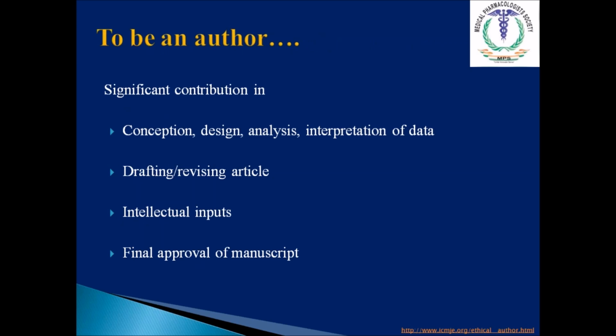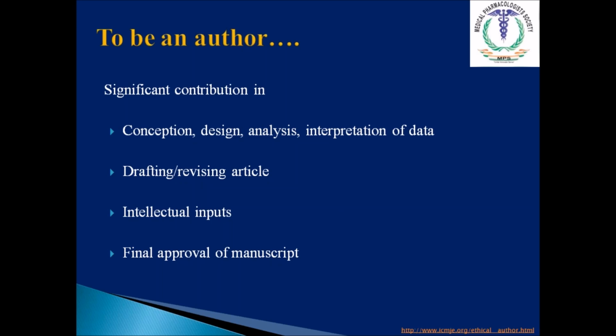Next, who can be an author? For being an author, the person should have made a significant contribution in conceptualizing and designing the paper. He should have been involved in the analysis and interpretation of the data. He should have significantly given his time and effort for drafting and revising the article. He should have given intellectual inputs. And finally, he should be the one who approves the manuscript. If any person qualifies this criteria, he can be an author.